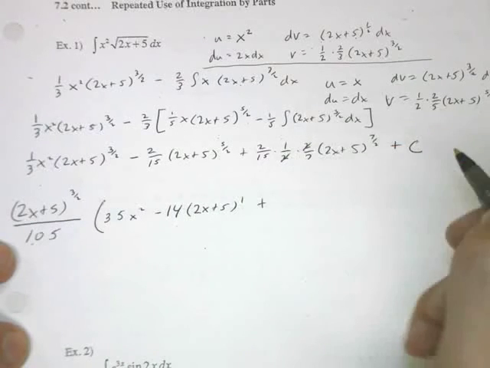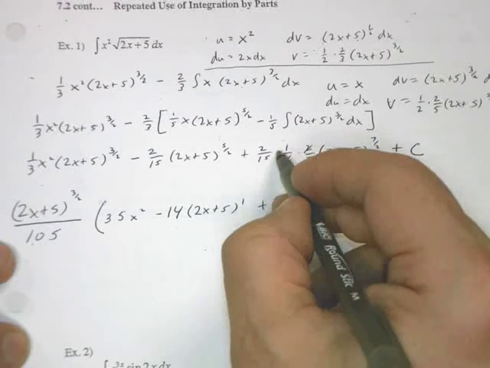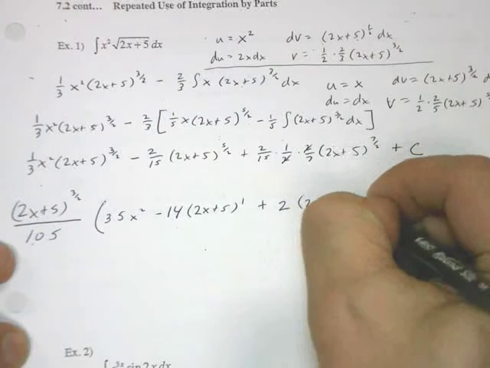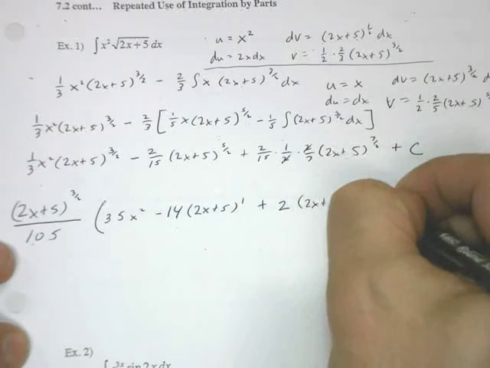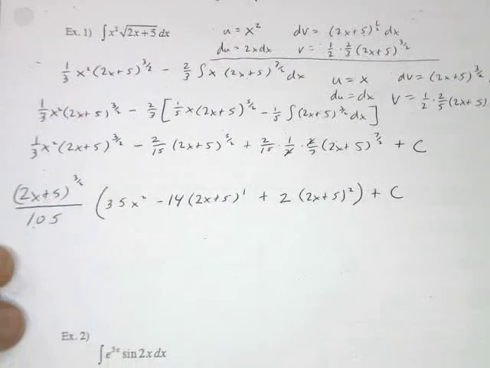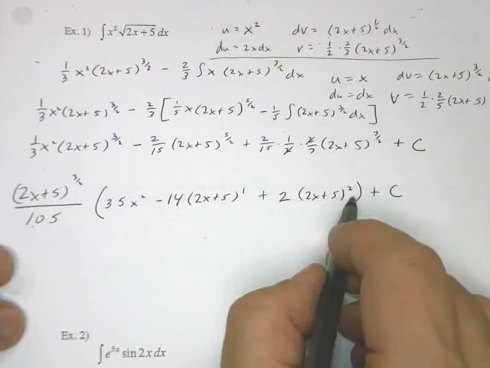Plus, we took out the 105, so all I have left on top of that is 2. And then we have 2x plus 5 squared. I took out 3 halves, leaving me with 4 halves, which is 2.